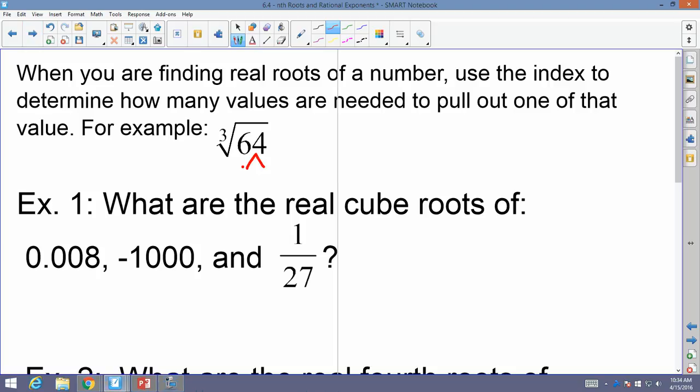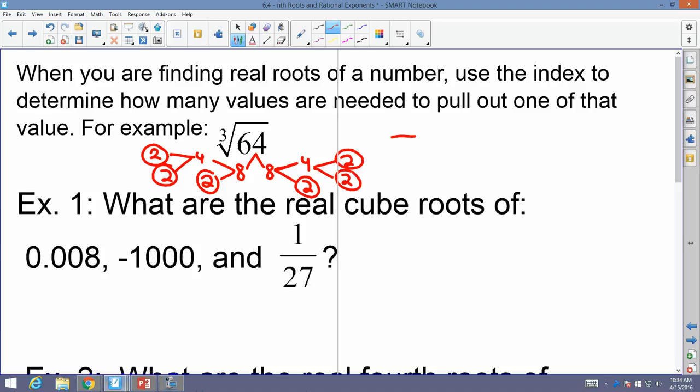64 breaks up into 8 times 8. 8 breaks up into 4 times 2, circle the prime. 4 breaks up into 2 times 2. This 8 over here also breaks up into 4 times 2, circle the prime. And the 4 breaks up into 2 times 2, circle the prime. Now, according to my index, I am looking for sets of 3 in this particular problem. So every set of 3, you pull one of those values out. So a 2, a 2, and a 2 comes out as a 2. Times a 2, a 2, and a 2 comes out as a 2, which equals 4.